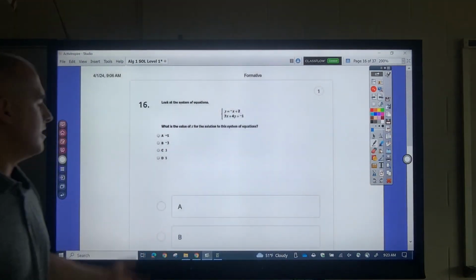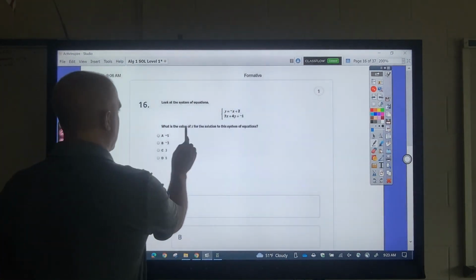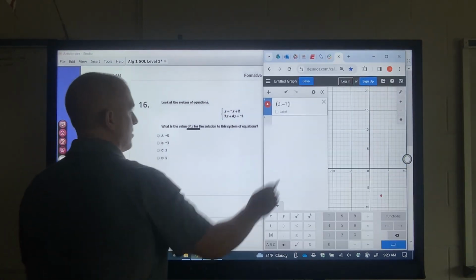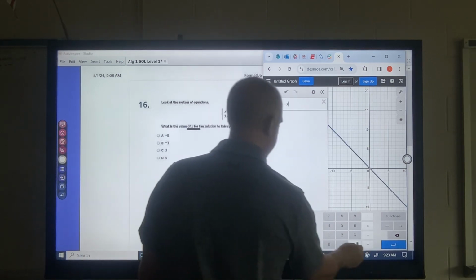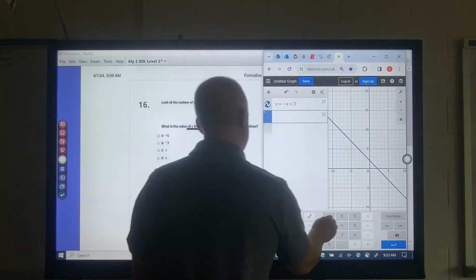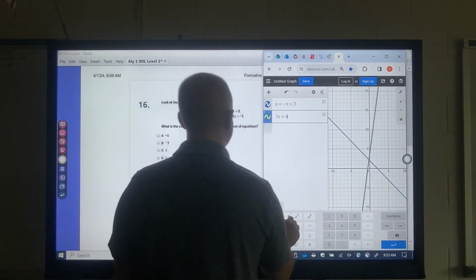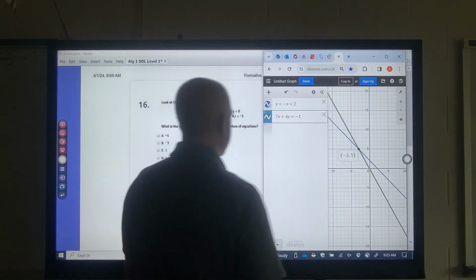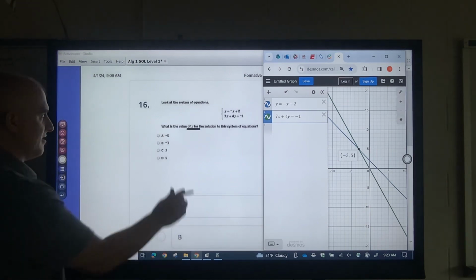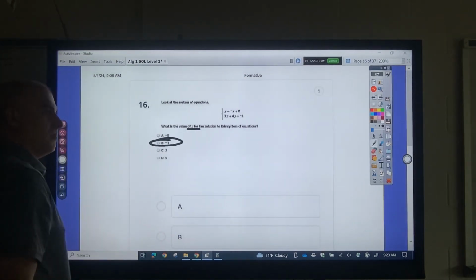Vital. Two equations. Now you've got to read for comprehension. It says, what's the x value? Same deal: y equals negative x plus 2, and 7x plus 4y equals negative 1. I look at where that crosses. That's at negative 3, 5. Since it only wants the x, it's the only one I pick.